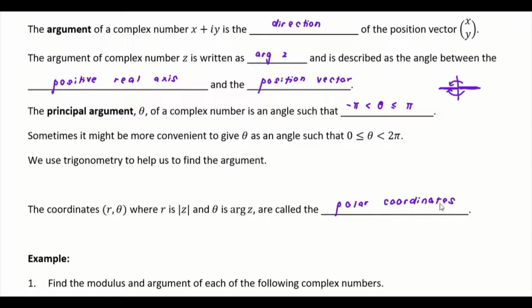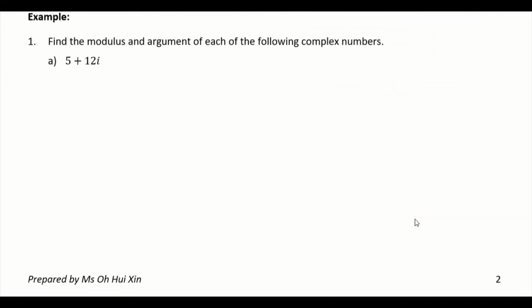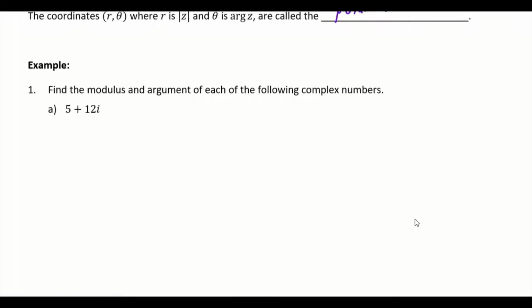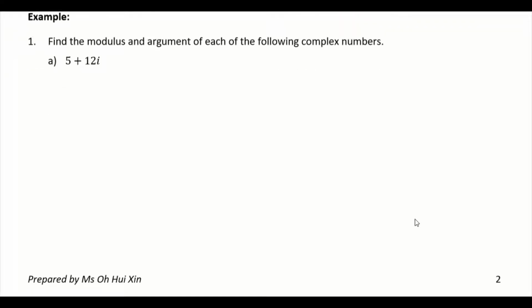Okay, so now we'll be looking at these 4 examples here, to understand how we find the modulus and argument. So a, 5 plus 12i. To find the modulus, I guess this part you should have no problem, because it's exactly the same as how you find the magnitude. So 5 squared plus 12 squared, which gives us the answer of 13.